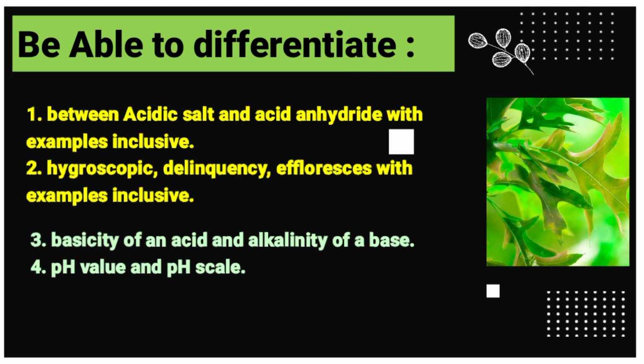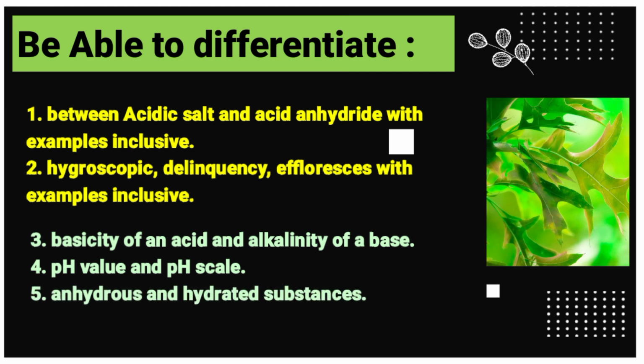So you need to also know what we mean by alkalinity, the degree of base or hydroxide ion in a solution. So you should be able to differentiate between the pH value and pH scale. pH value is actually the negative logarithm of the hydrogen ion concentration present in a solution, whereas the pH scale is that scale from 1 to 14 that denotes the degree of acidity or alkalinity of a solution. You need to know that.